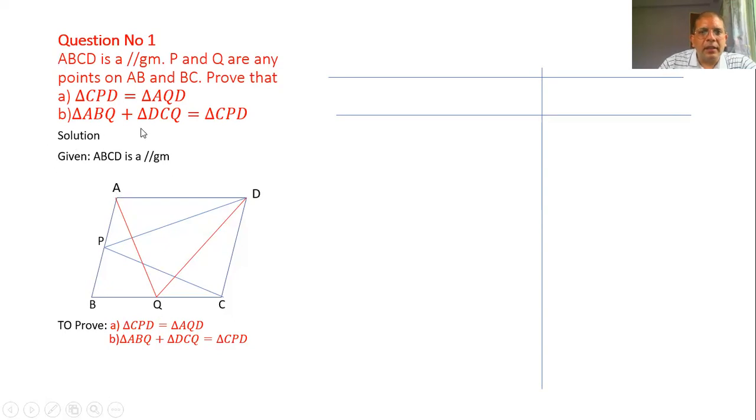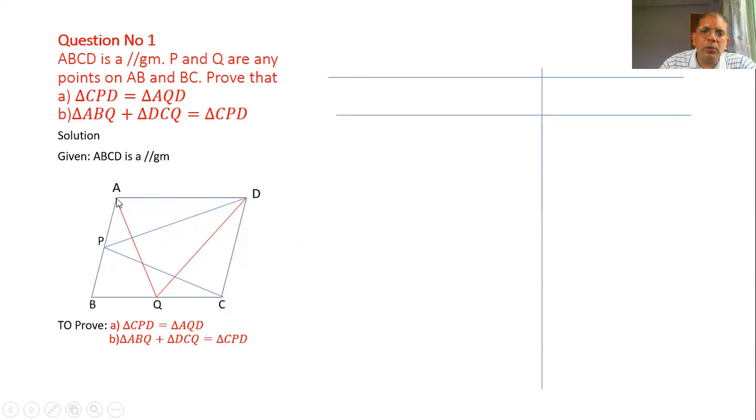Then we can do this solution. First, I want to give the concept of what is your given. So in your question, only ABCD is given, and P and Q are two points. This is also given. Then you can write here: ABCD is a parallelogram. So given is ABCD is a parallelogram.